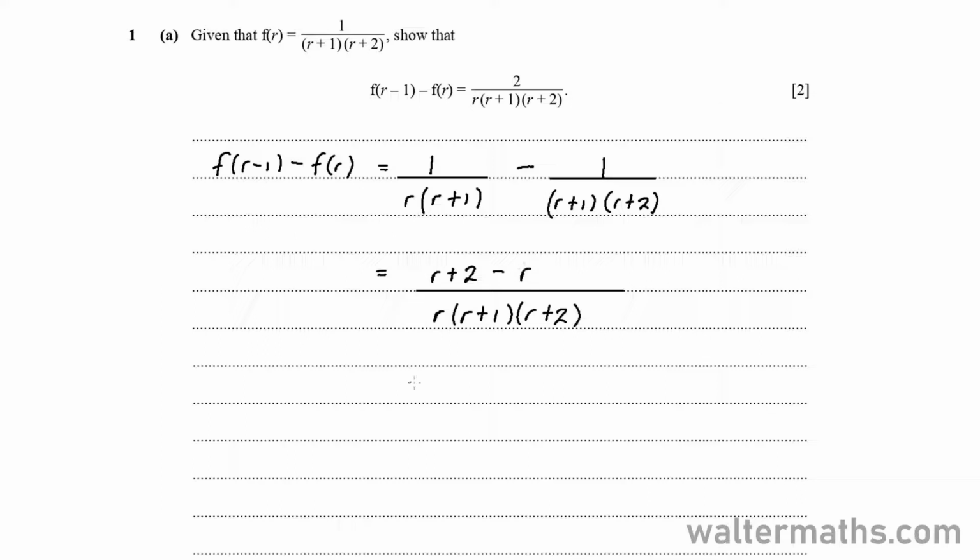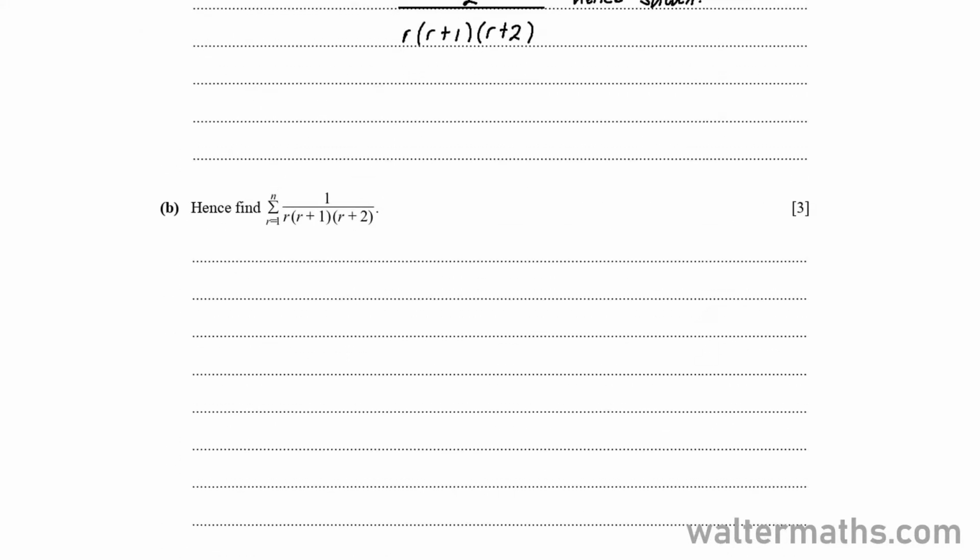So that's minus r. Next, r minus r is 0, so on the numerator we'll be left with a 2, and that's over r(r plus 1)(r plus 2). So this is what they wanted us to get. So we can say hence shown. Let's go on to part B.